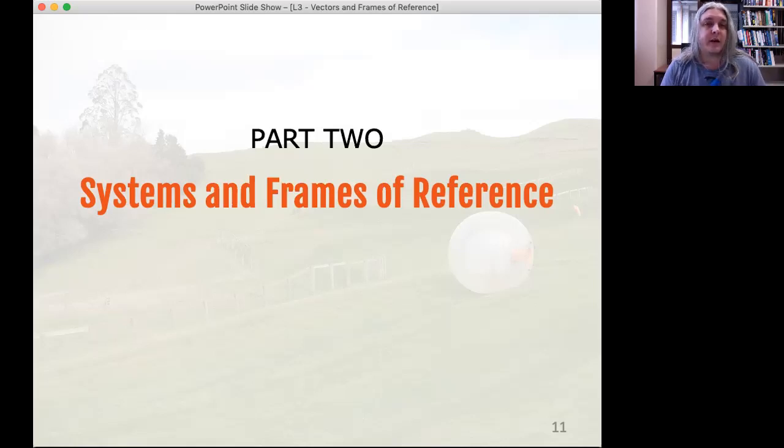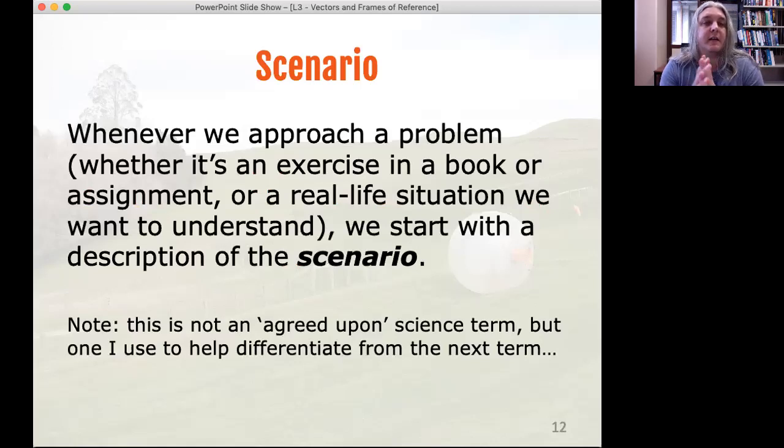But now we're going to talk about something you may not have met before if you haven't studied physics, and that's the idea of systems and frames of reference. A definition to start with, and I want to be clear, this is my own personal definition because there was sort of a word missing. When I talk about a scenario, what I mean is the entire description of the whole world that the question is taking place in.